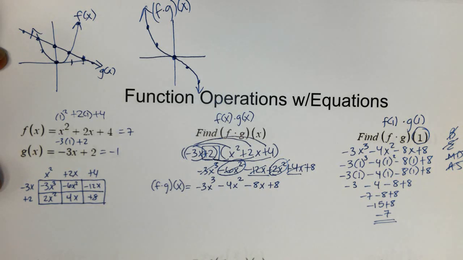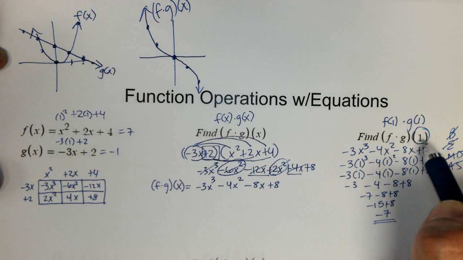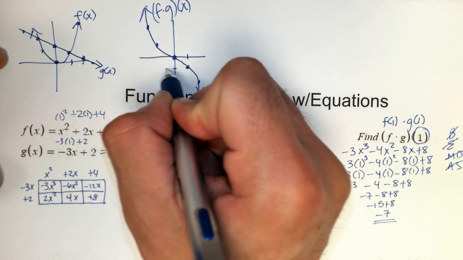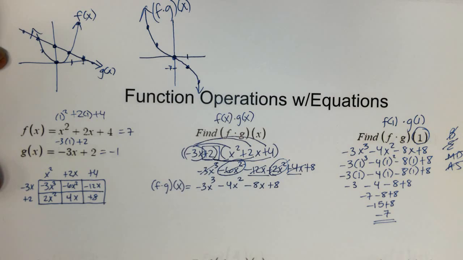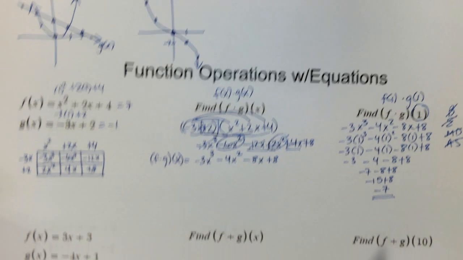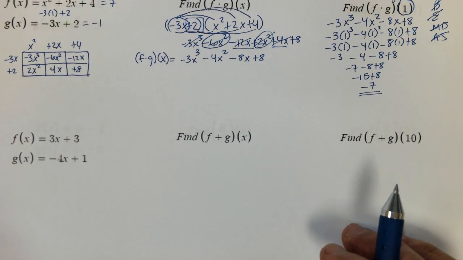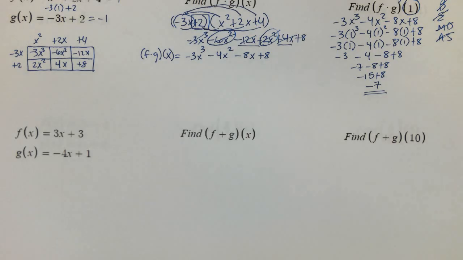And now I want to find out what's the value of the function when it's 1. So when x equals 1, I got negative 7. All right. Now, moving forward, I'm going to do the same thing with addition, subtraction, multiplying, or dividing. And if you fast forward towards the end, I will also be doing an example with a graph. So let's do all the order of operations.